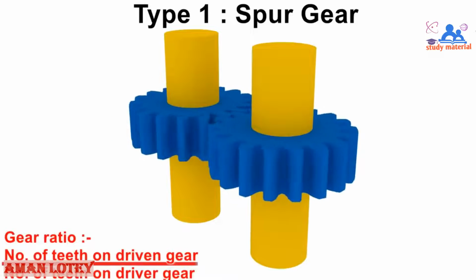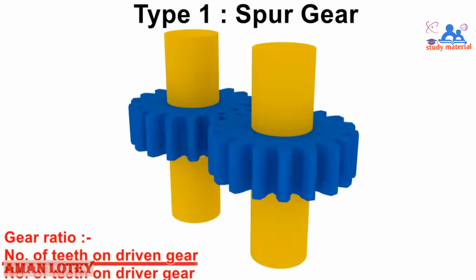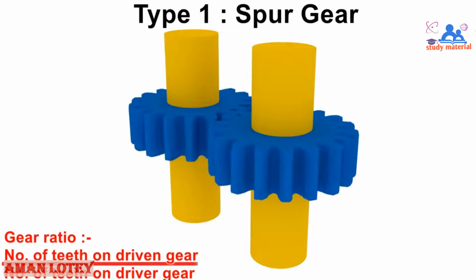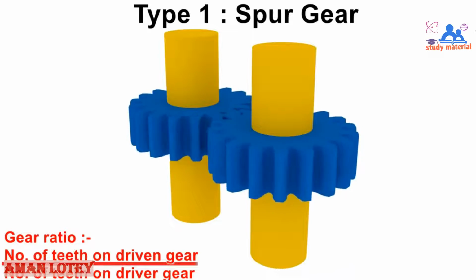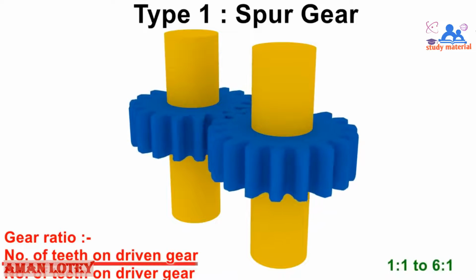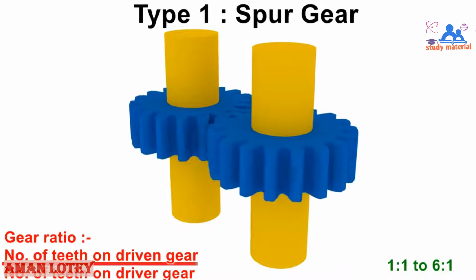Okay, now let us talk about the gear ratio. Gear ratio is nothing but the ratio of number of teeth on driven gear to number of teeth on driver gear. Generally, the gear ratio of spur gear is 1:1 to 6:1.